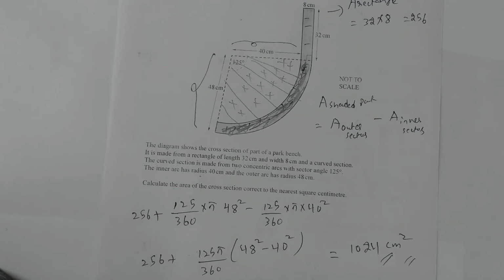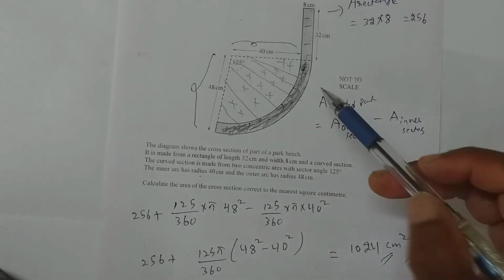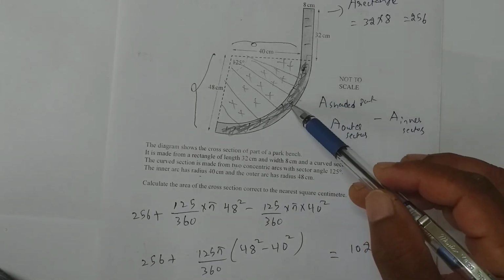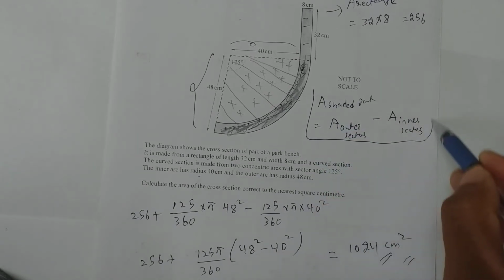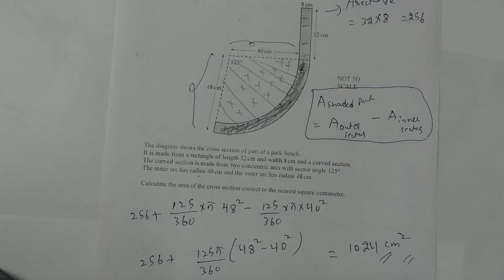Did you understand? Total area is nothing but rectangle plus this area. How do I get this area? Outer sector minus inner sector. If you have understood this, the sum becomes easier. Okay. So now next sum.